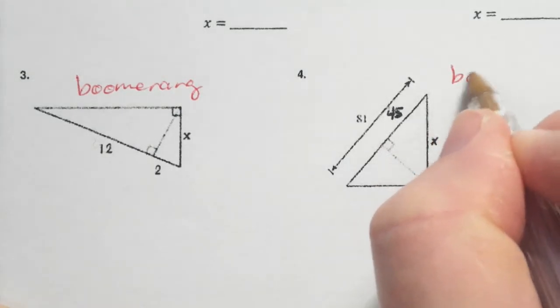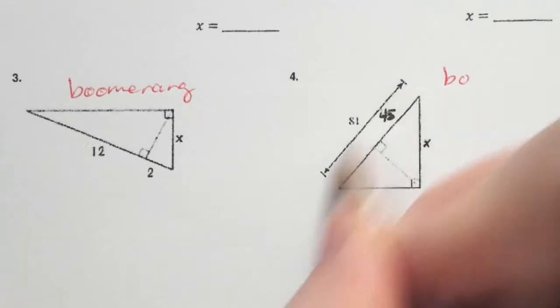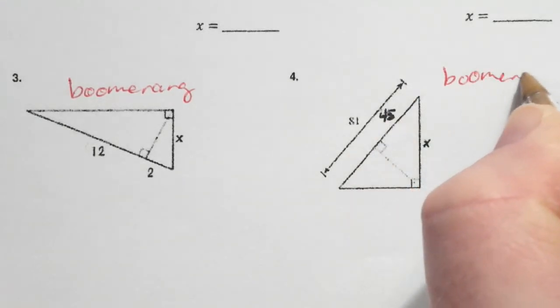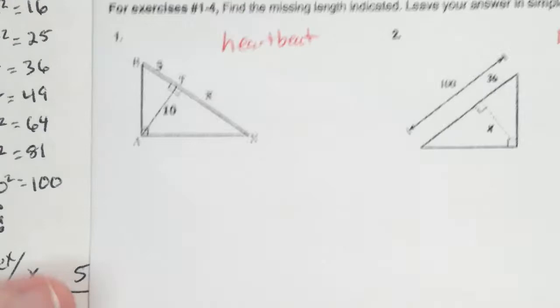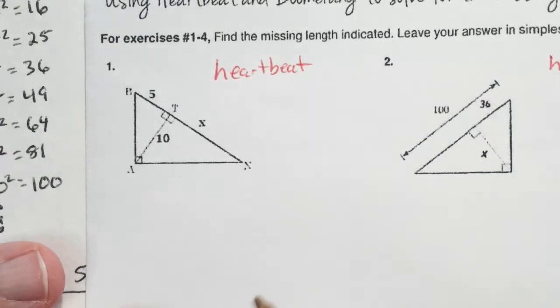Boomerang, because the middle line is not labeled. We're all on the outside. Boomerang. Excellent. All right, so on this one, heartbeat.